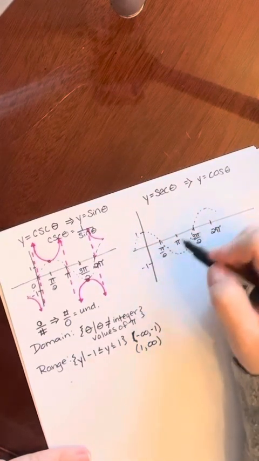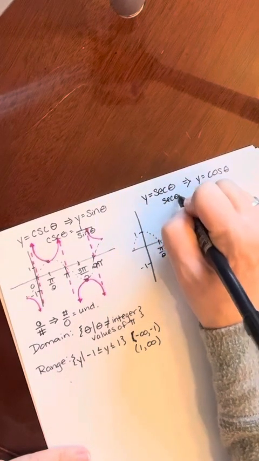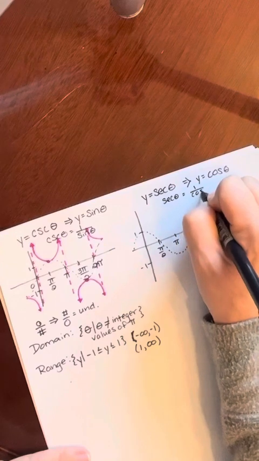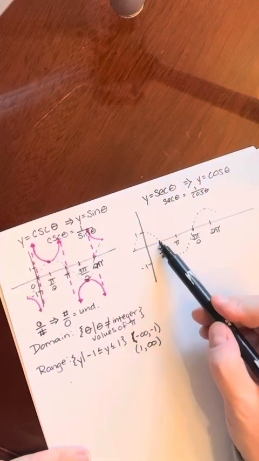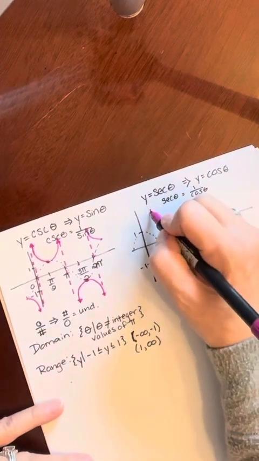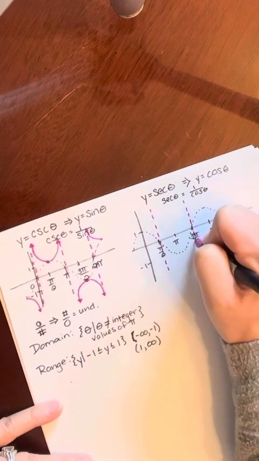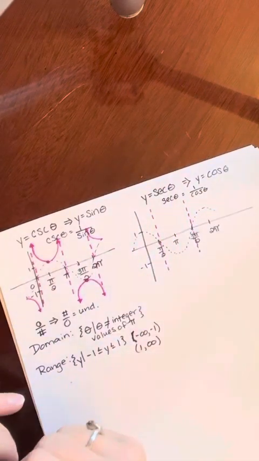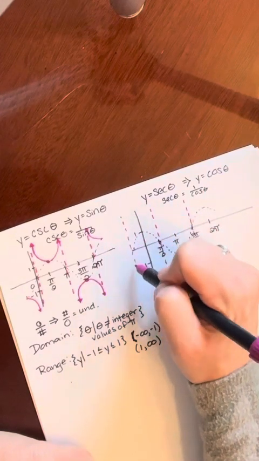All right, but the same thing happens with secant and cosine. Remember, secant is equal to 1 over cosine. So when we're doing a reciprocal, the reciprocal of 0 is undefined. So we can turn this into asymptotes here and here. And then we can do even one over here if you want.